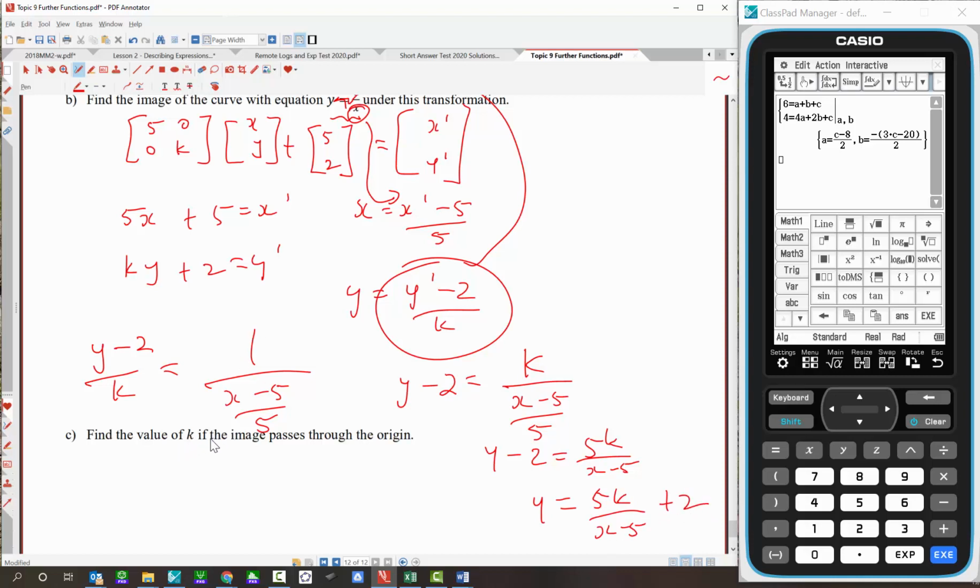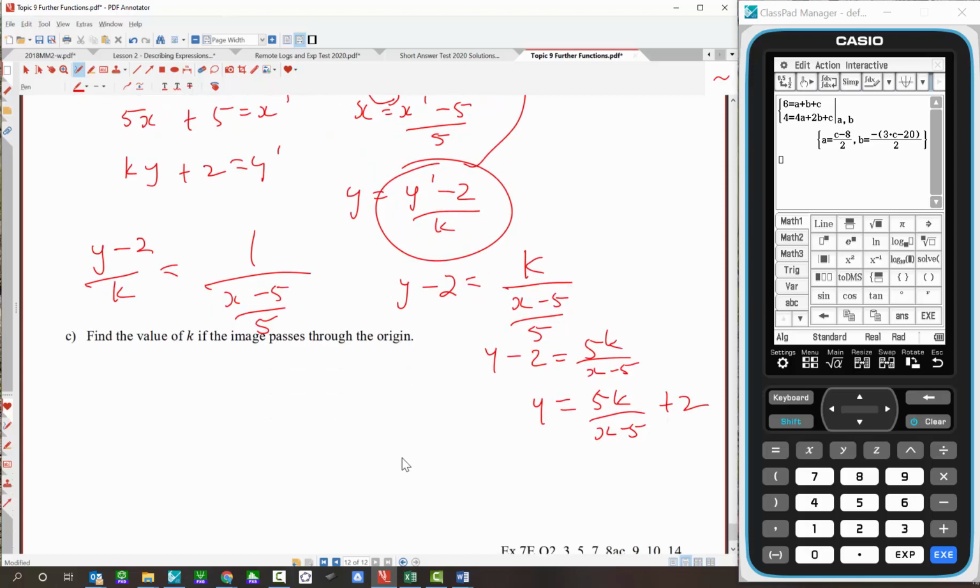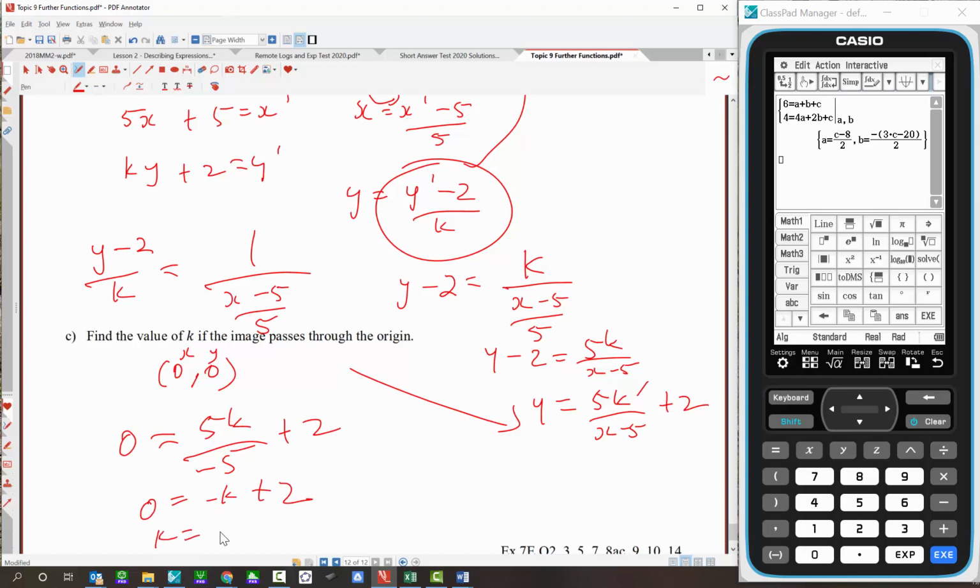Right, find the value of k if the image passes through the origin. So there's my transform function there. And what we want is the value of k if it passes through the origin. So that is 0, 0. So that's x is 0, y is 0. So let's pop that into this equation here, and that will allow us to solve for k. So we're going to go 0 equals 5k over 0 take 5, which is negative 5, plus 2. That's going to be 0 equals negative k plus 2. K is equal to 2. All right, so the value of k will be 2 if it passes through the origin.